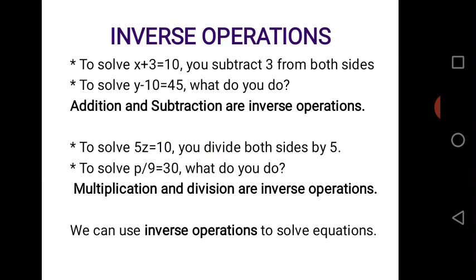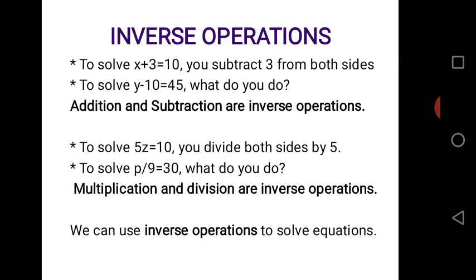Why we have to subtract? Because addition and subtraction are inverse operations. See second example, y minus 10 is equal to 45. What do you do? Yes, you are right. What we can do? We can add 10 to both sides.